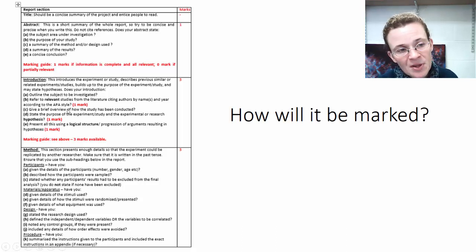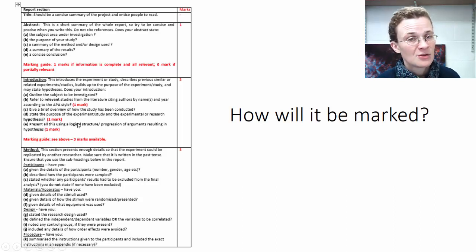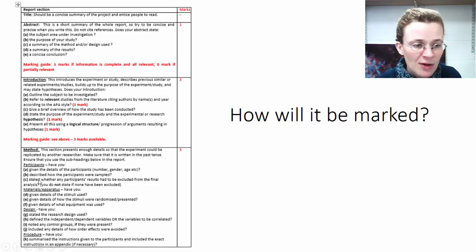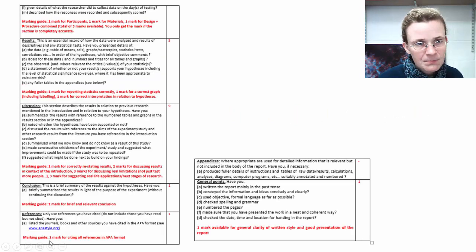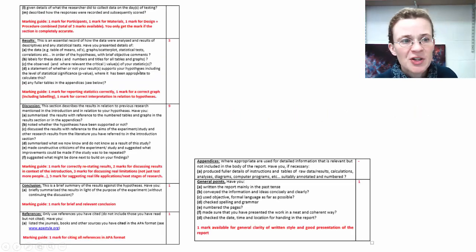For the introduction, we're looking for, are you talking about relevant studies? Do you mention the hypothesis, and is your introduction logically structured? In the method you get 3 points in total. We're looking for, are all these things mentioned, are they all correct? Results, again you get 3 points for that. Do you report the statistics correctly? Is your graph correct, and have you interpreted the data correctly in the light of your hypothesis?